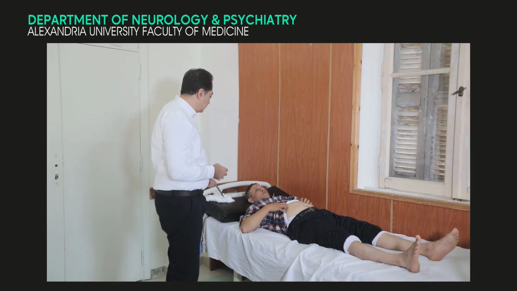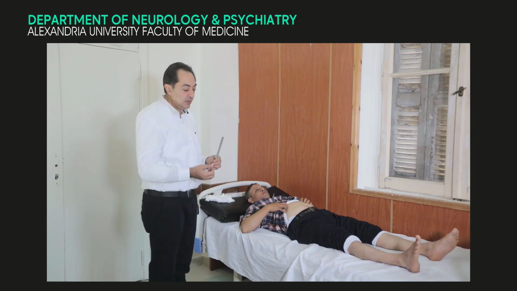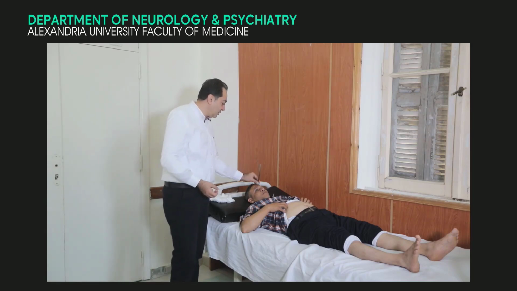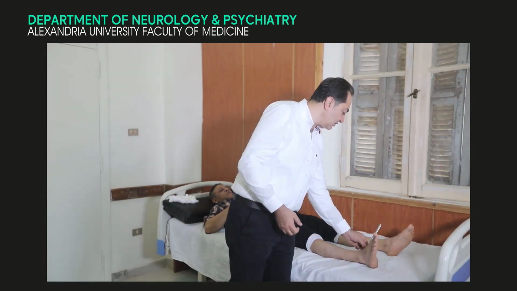For the vibration sense, we will use the tuning fork 128. We will tap on the fork and put it on a bony prominence in the forehead here. And we will put it on the medial malleolus.